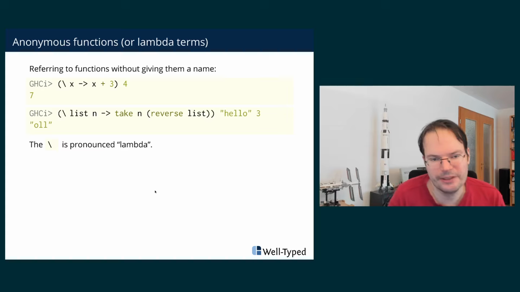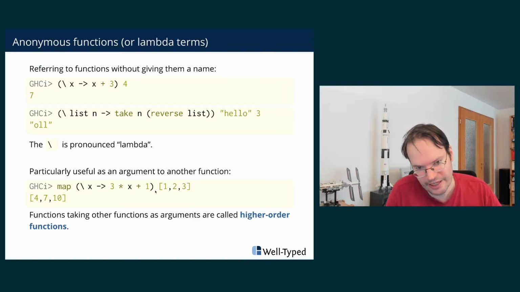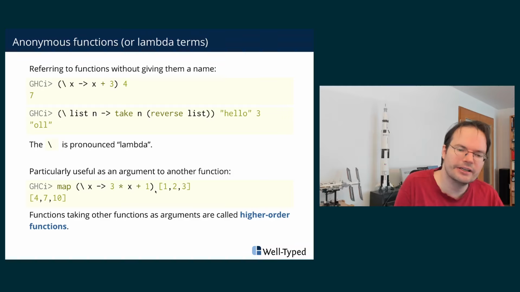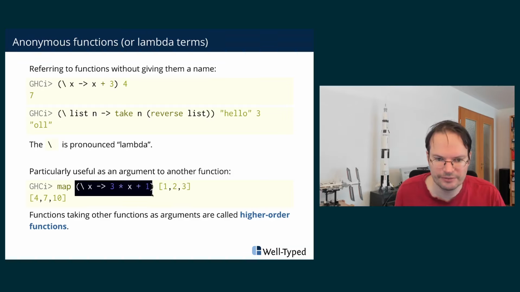Okay, so lambda terms are, for the time being, more a curiosity, but they become really useful as arguments to other functions. So in particular to functions such as map. If we want to, for example, multiply every element in a list by 3 and then add 1 to it, we can easily write it as a map application with a lambda term in the middle.